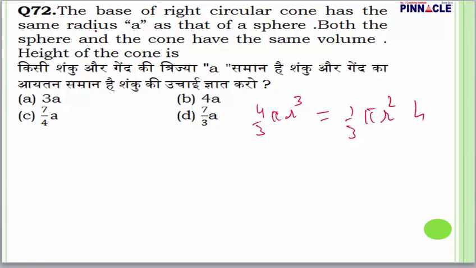And here, same radius. In place of radius, we write a, because r is equal to a. So pi you can cancel, 3 you can cancel, a square you can cancel, and 4a is equal to h. The answer is, height of the cone is 4a. B should be the answer.